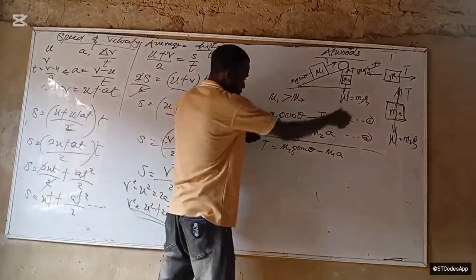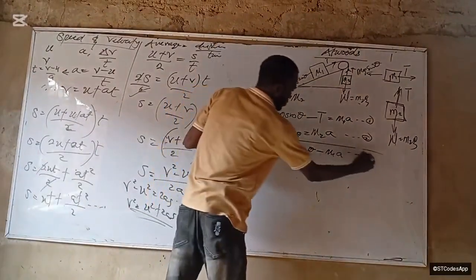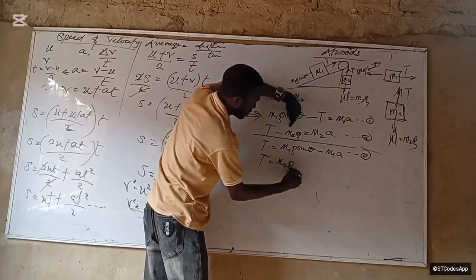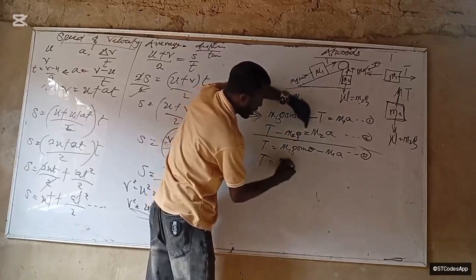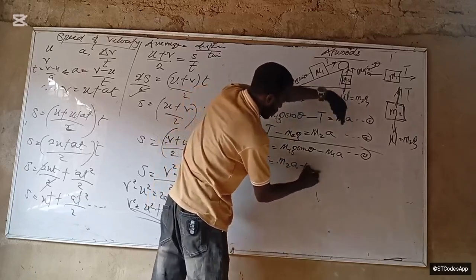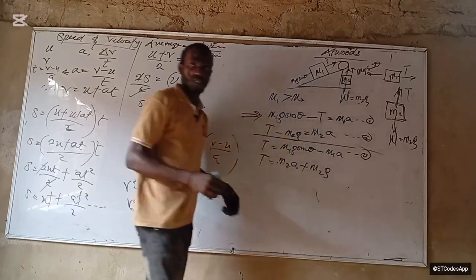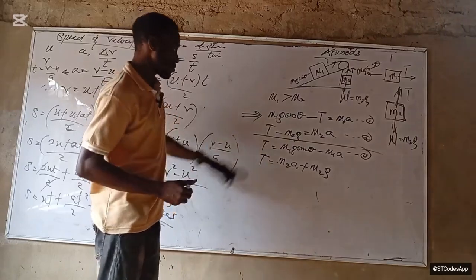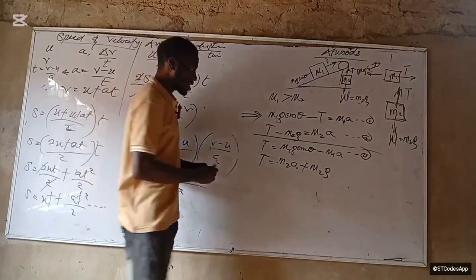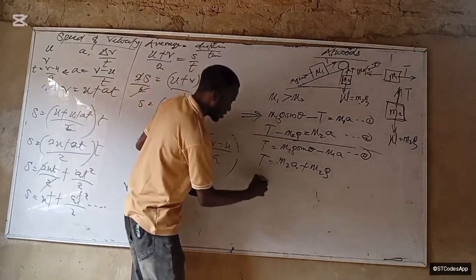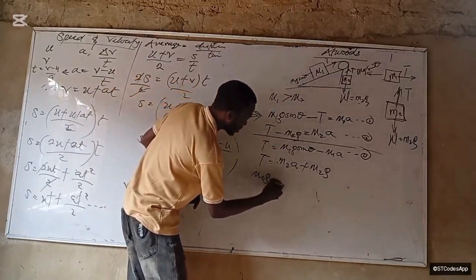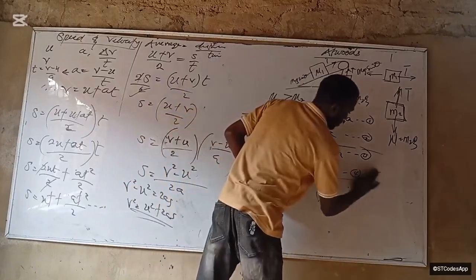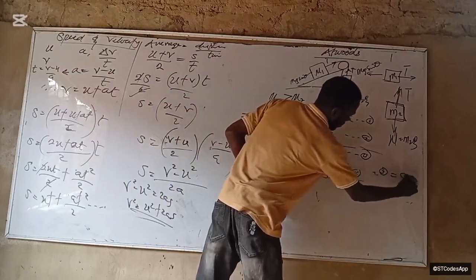In this case, this will just go there. Tension will be equal to, from equation 3... Tension will be equal to what here? m2a plus m2g. Is this clear? Okay. So since tension is the same tension here, both of them must be equal, right? So this is equation 4, and now we say equation 3 is equal to equation 4.